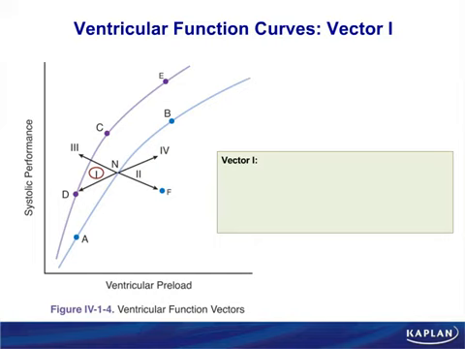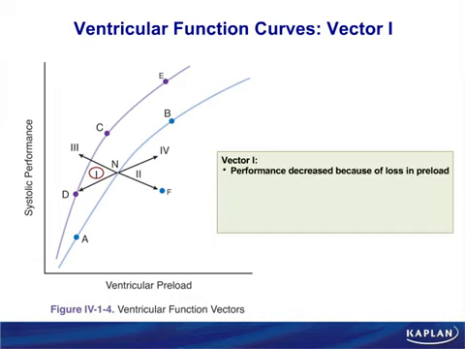We ask ourselves our two questions. Number 1, what happened to preload? Hopefully you see preload went down. Number 2, what happened to performance? Absolute level of performance. Going from N to D says a decrease in performance. So preload went down, performance went down. This is a Frank Starling mechanism. So the initial event, and we have to do it in this order in order to determine what the initial event was, is a drop in preload.